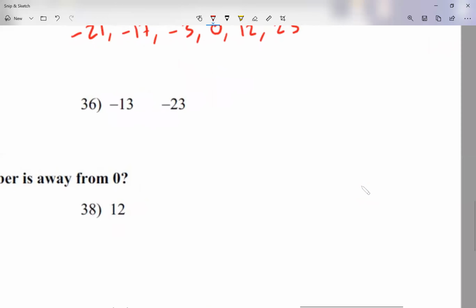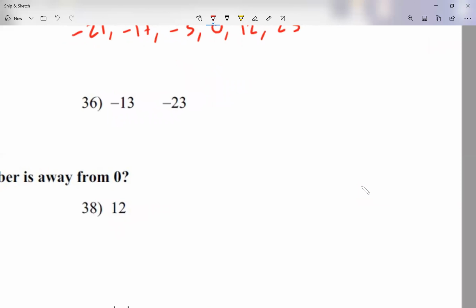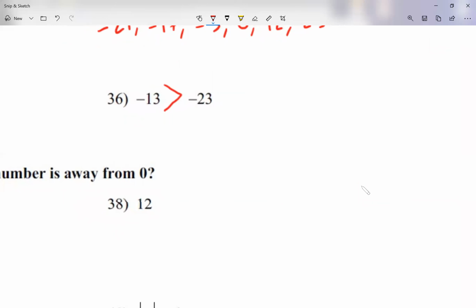Looking at question number 36. Okay, so they're both negatives. If they were positives, 23 will be the biggest. But because they're negatives, it's the other way around. So -13 is the biggest from those two. Now, because the first number is bigger, we read that as -13 is greater than -23.